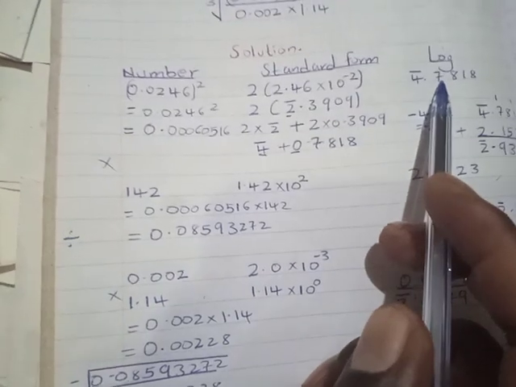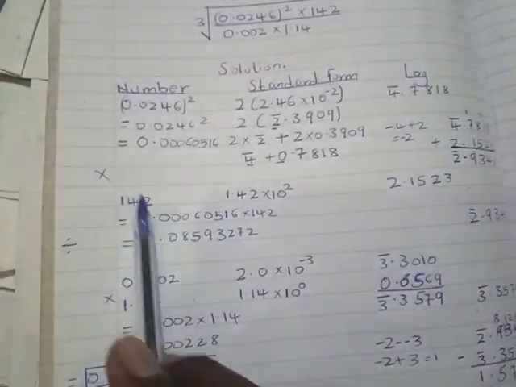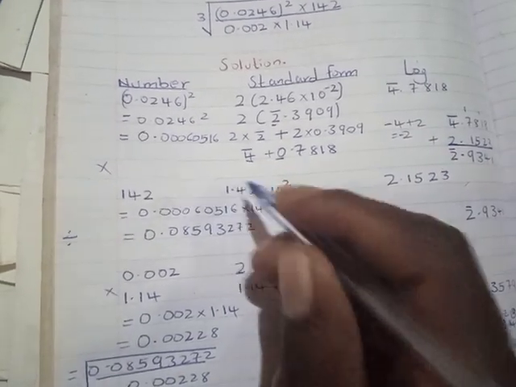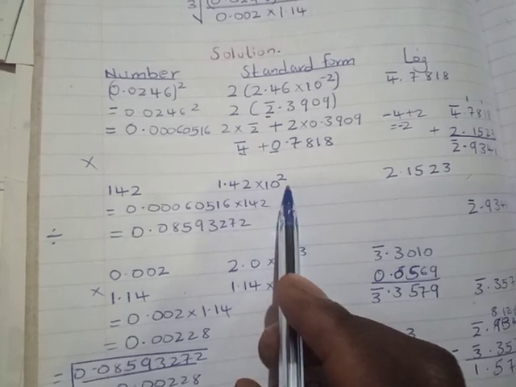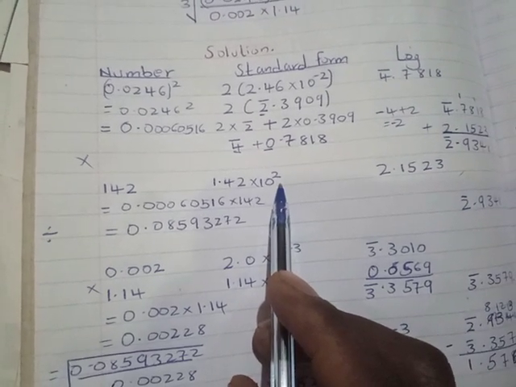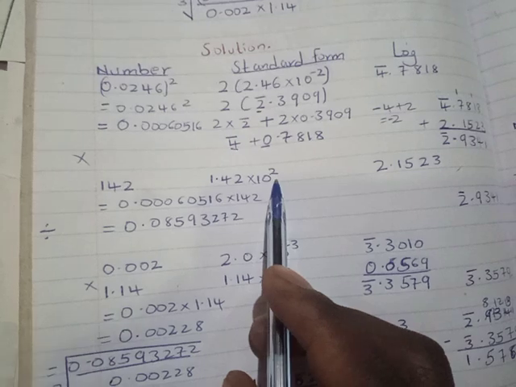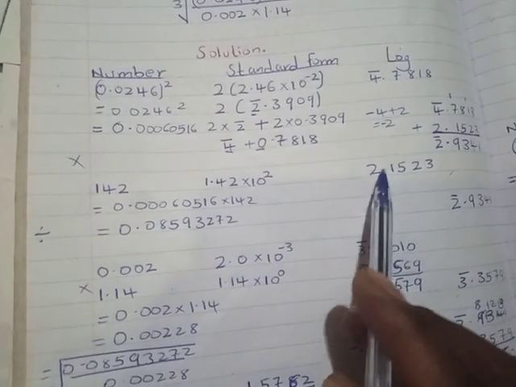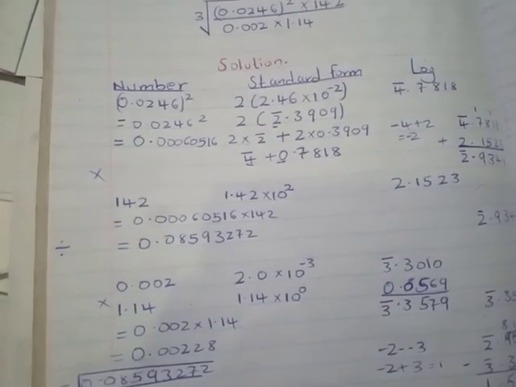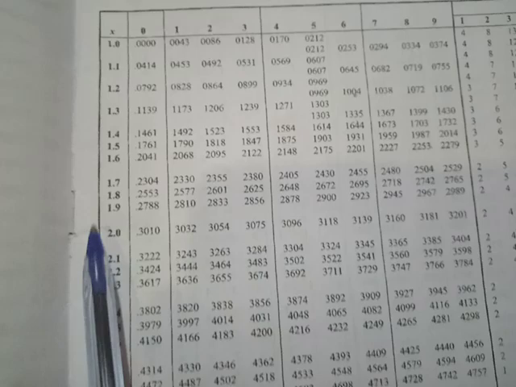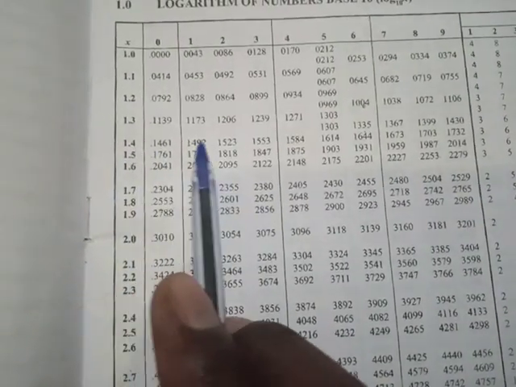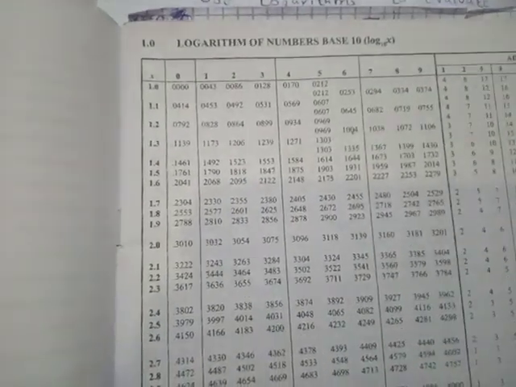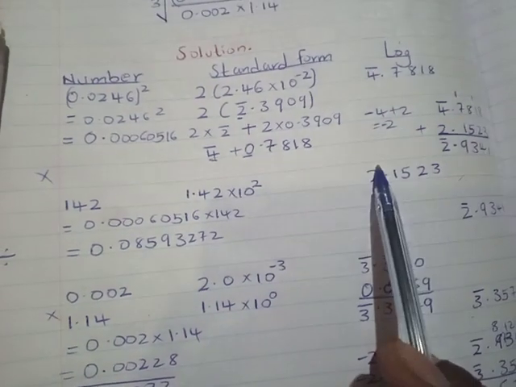Now let's go to the next value, which was 142. So 142, we write it in standard form. So it will be 1.42 times 10 squared. In log it will be 2 point. Then we come to our log, we look at 1.4. Here is my log, 1.4, then we go to 2, that is 0.1523. So it will be 2.1523.